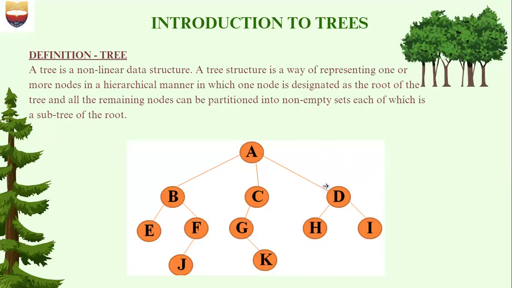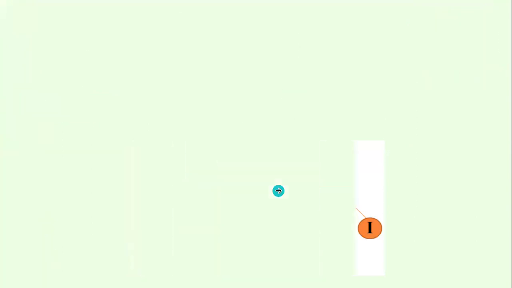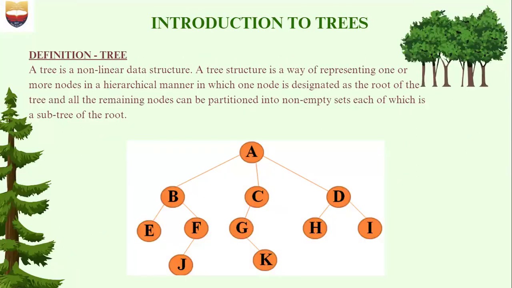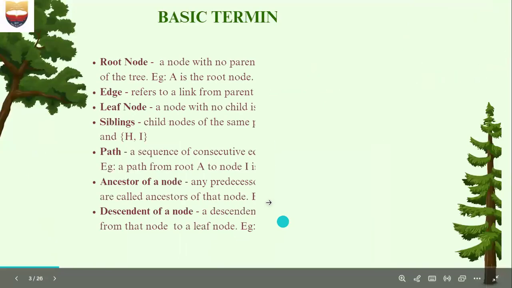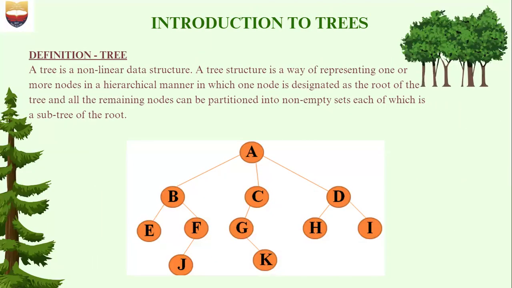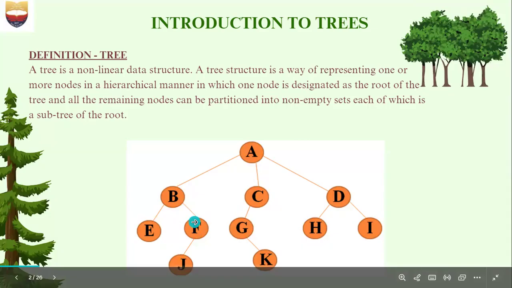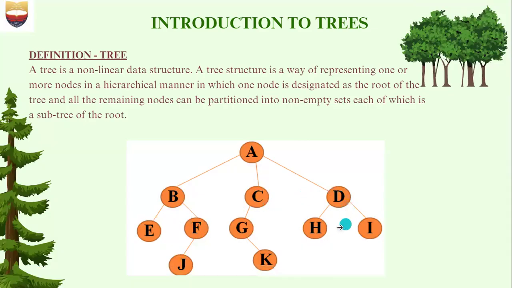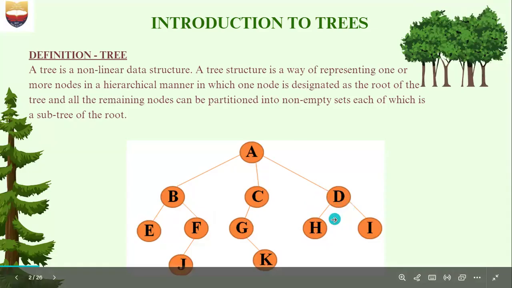If you look at this diagram, you can come to know that capital A is the root of the tree and all the remaining nodes are said to be the children of the root node. And these nodes are divided into a number of subtrees. If you take this particular part, this is the left subtree of the root and this is the right subtree of the root and this is the middle subtree.